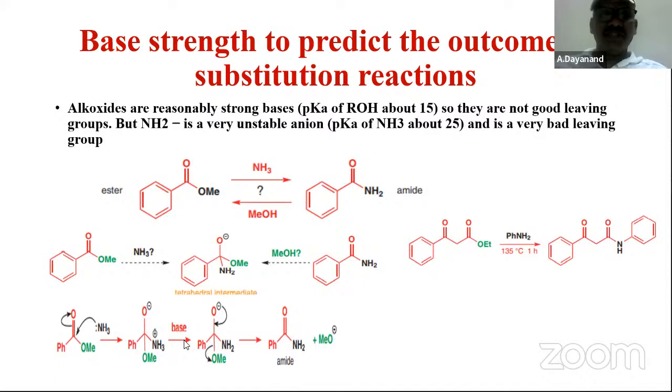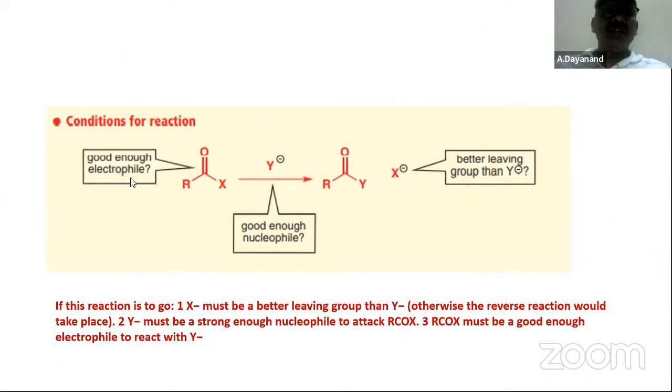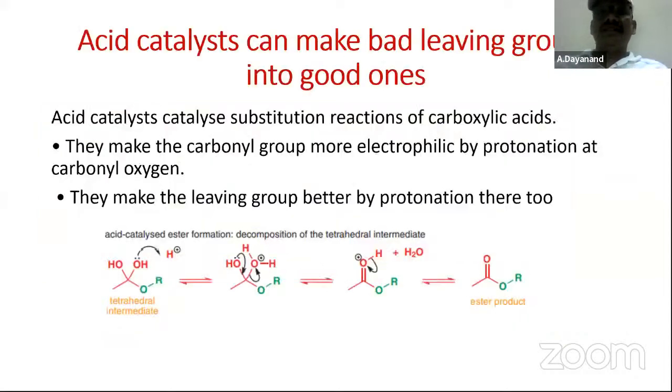In the presence of base, it is going to replace this OMe. NH2 is a strong base when compared to OMe. Therefore, NH2 will remain, whereas methoxide is removed easily. Therefore, the base strength also decides the leaving group and the attacking group. A good enough electrophile must be there, a strong enough nucleophile, and a better leaving group. These three are the conditions for nucleophilic substitution reactions.